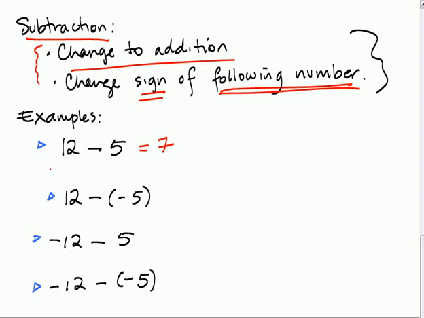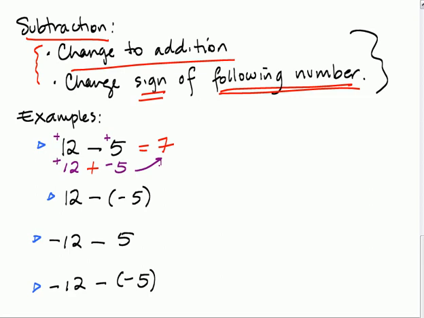So we would change subtraction to addition, and we're going to change the sign of the following number. And what I'm going to do there is, when we have positives, I'm going to go ahead and add the positive so it's really clear what the sign of that number is. So we're changing the sign of the number that follows. Right now it's a positive 5, so it becomes a negative 5. And the number that starts it stays the same, so we have a positive 12 plus a negative 5. Yeah, we still get a 7.